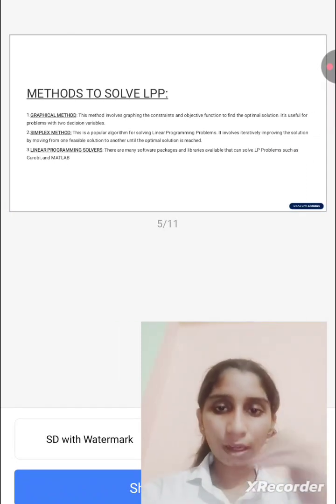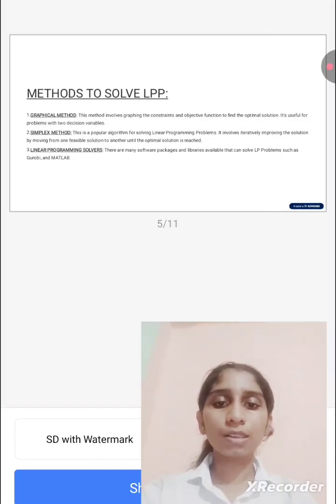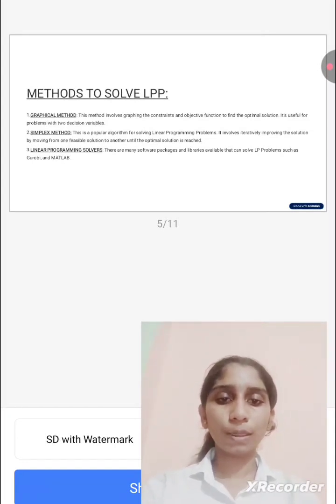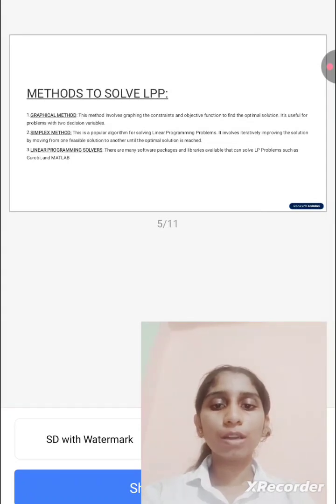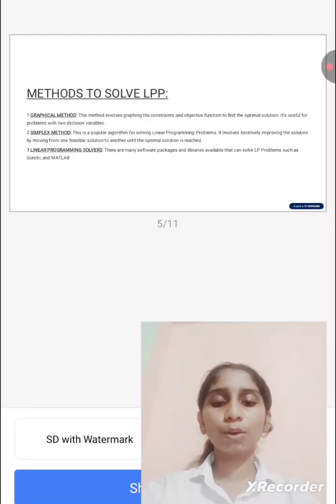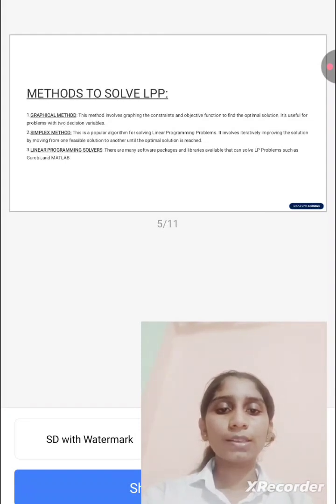Now methods to solve LPP. First is graphical method. The method involves graphing the constraints and objective function to find the optimal solution. Second is simplex method. This is a popular algorithm for solving the linear programming problem. It involves improving the solution by moving from one feasible solution to another until the optimal solution is reached. Third is linear programming solvers. There are many software packages and libraries available that can solve LP problems such as Gurobi and MATLAB.